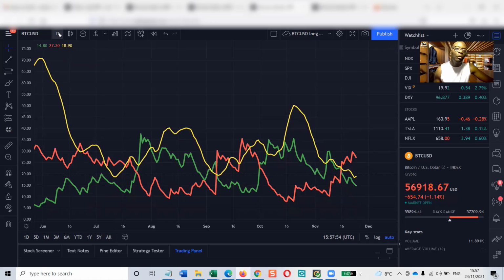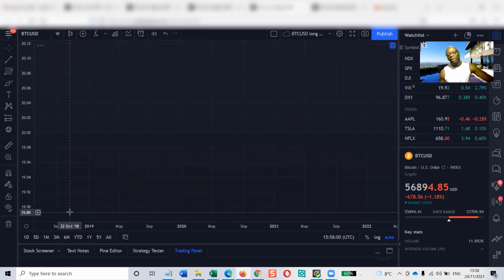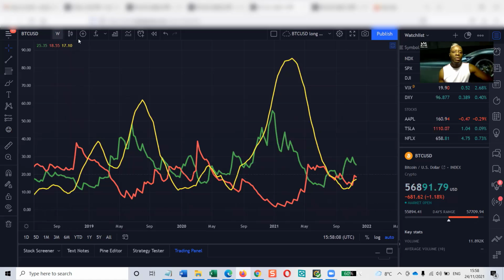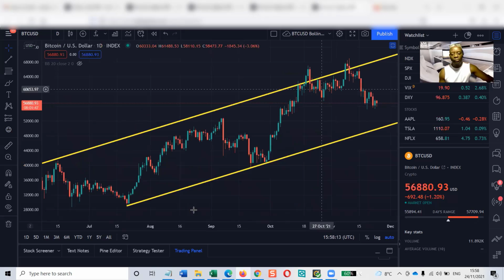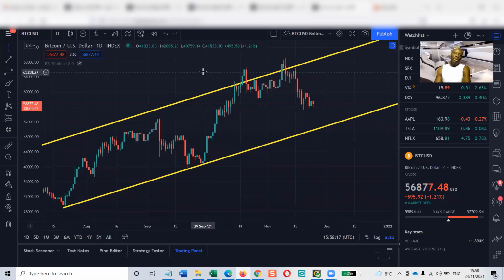Although overall, if you want to look at it on the longer term, we're still in an uptrend. So we're in a temporary downtrend, but overall we're in an uptrend. This is looking at it on a weekly basis, and this is looking at the current trend as well. We're still on an uptrend.